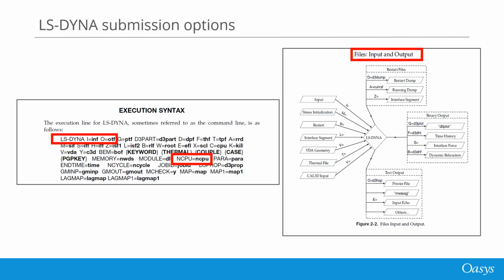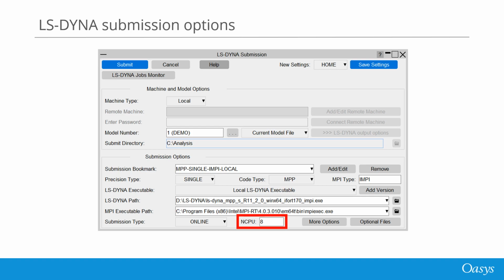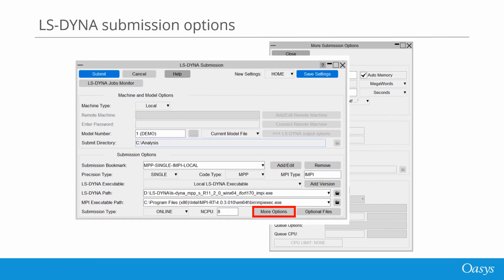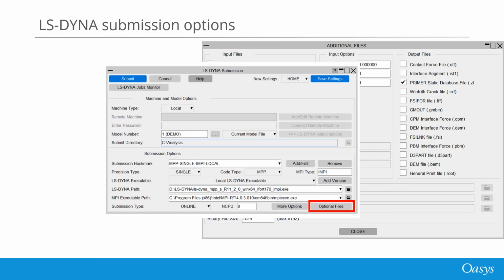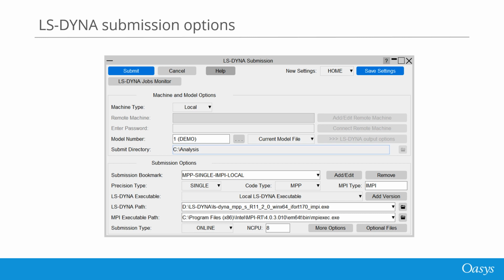Most importantly, you would need to specify the number of CPUs or the number of LS-DYNA cores that you would want your simulation to run with. The other LS-DYNA options can be specified in this tool in the additional panels. Setting all these options for LS-DYNA executable types, executable paths, various input-output options, this might become quite cumbersome.